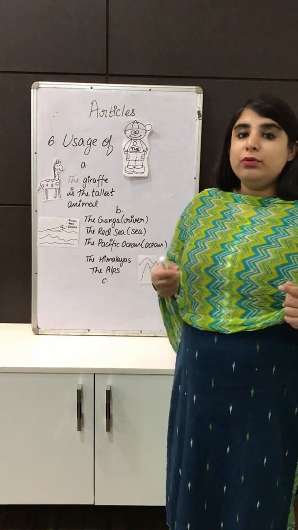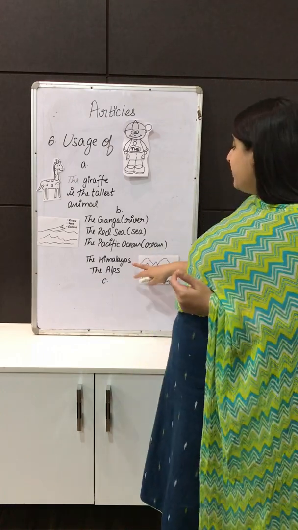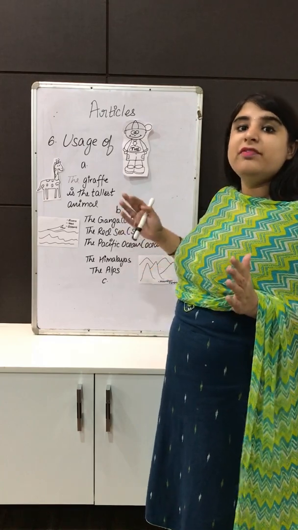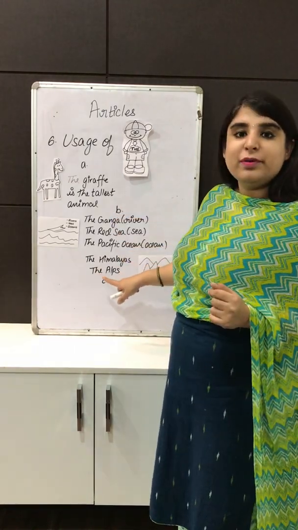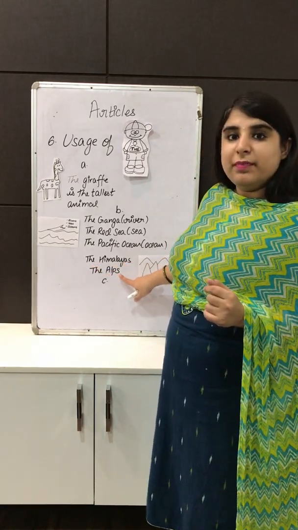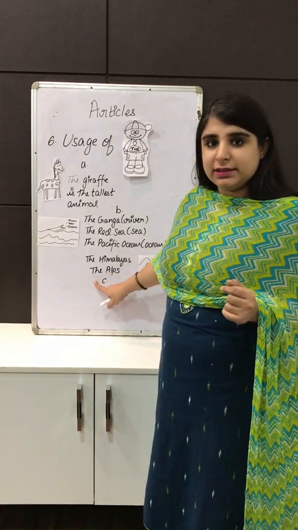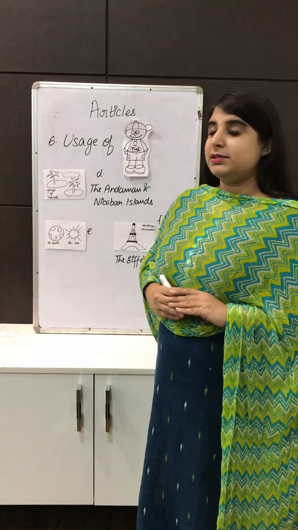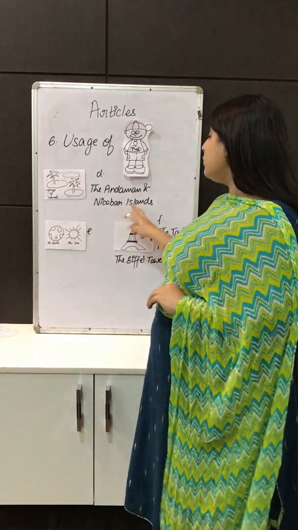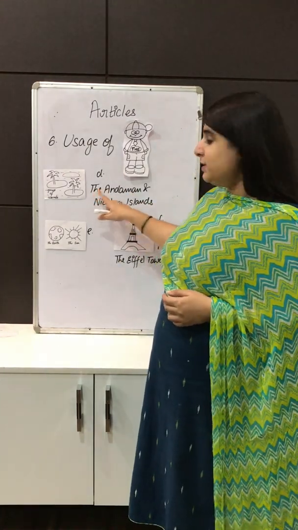Moreover, before mountain ranges, also we use the article the. Like Himalayas, it is a mountain range. It is not just a single mountain but a group of mountains, and that is why before the group of mountains we are going to use the. Similarly, Alps is also a group of mountains, and that is why before this Alps we are going to use the article the. The article the is used before a group of islands, like Andaman and Nicobar Islands are a group of islands. That is why we are using the before it.